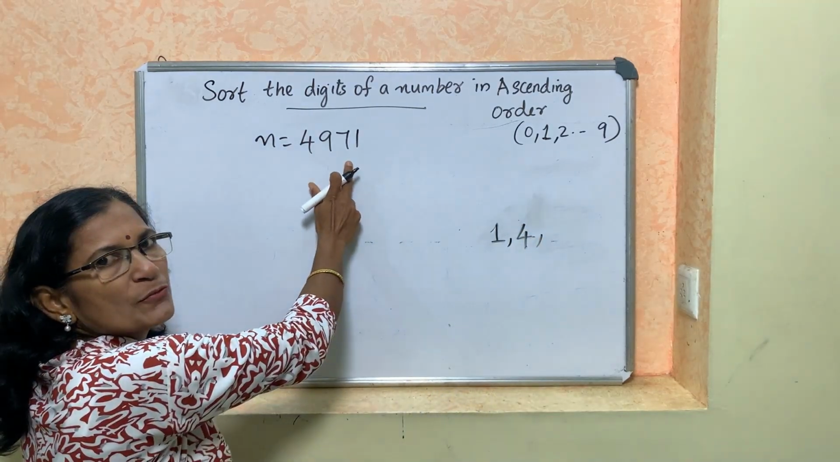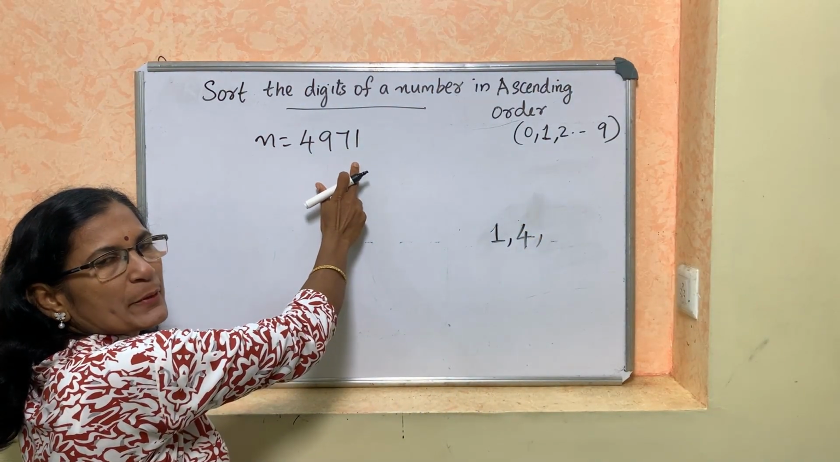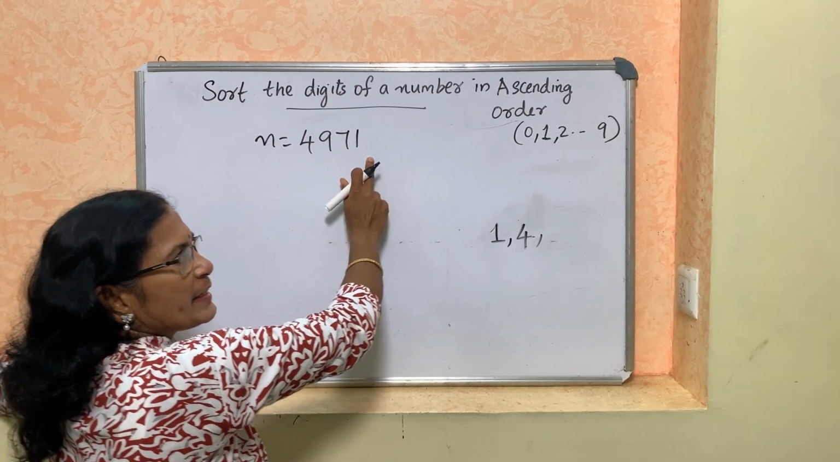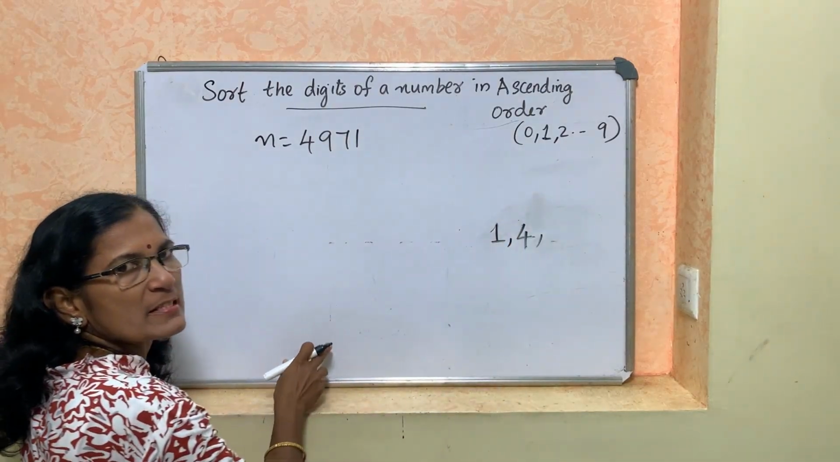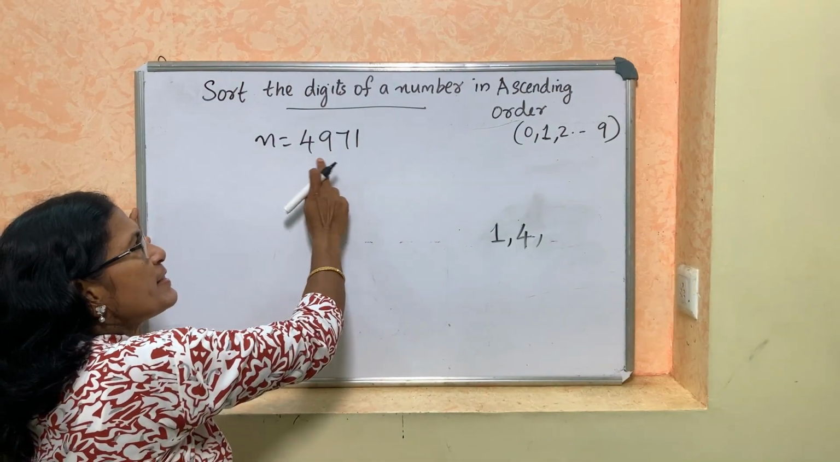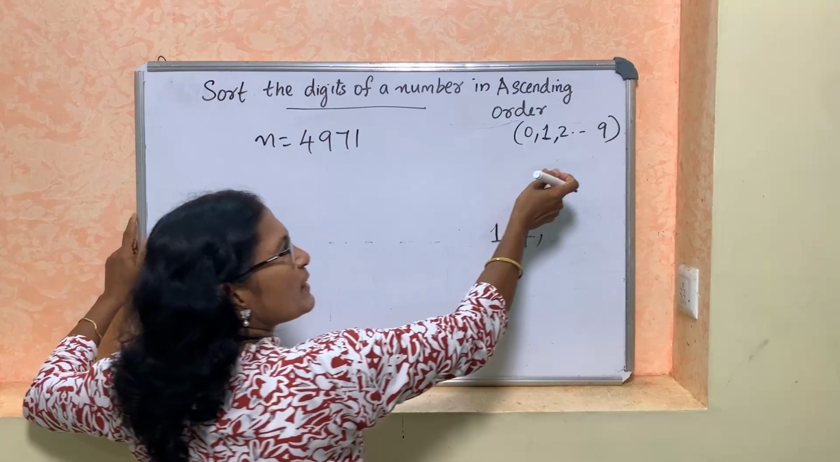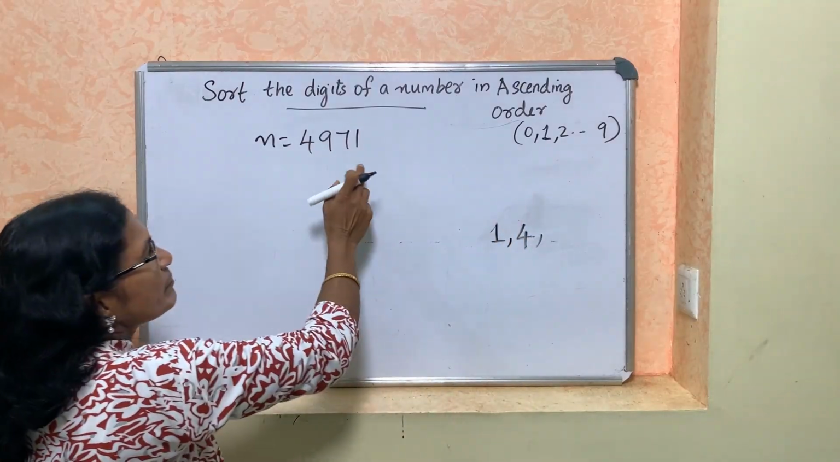Next, we have to look for whether 5 is occurring in the number or not. No, we cannot find the digit 5 in the given number. The next higher digit of the decimal number system is 6. We cannot find the digit 6 in the given number. The next higher digit of the decimal number system is 7.